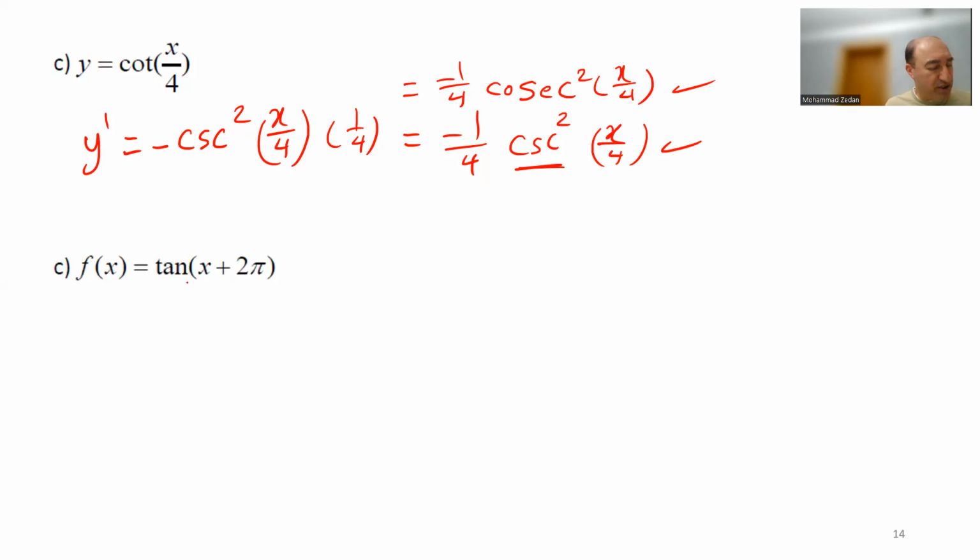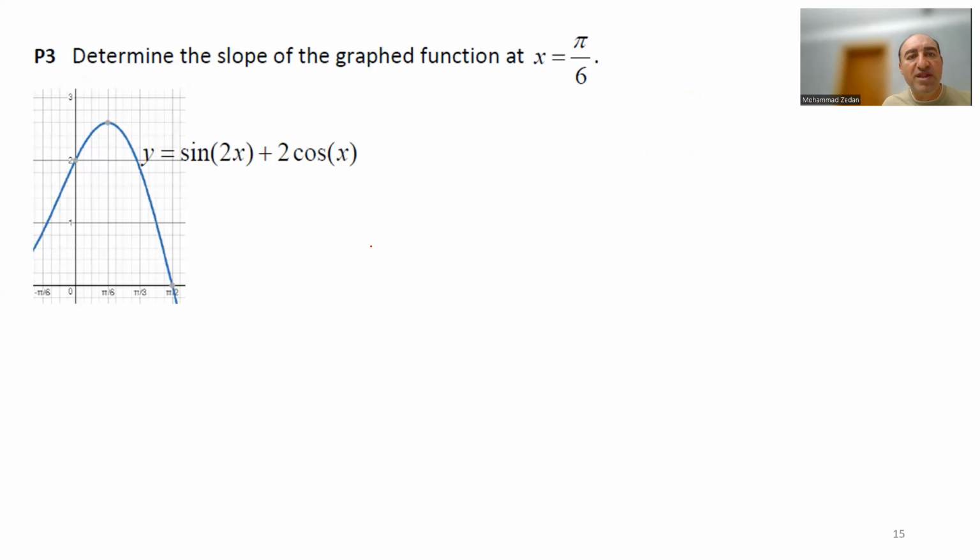Derivative of tan, as you know, is secant square. So the f prime of x is equal to secant square of x plus 2 pi. Times the derivative of x is already 1, so this is the answer. Next one. Determine the slope of the graph here.